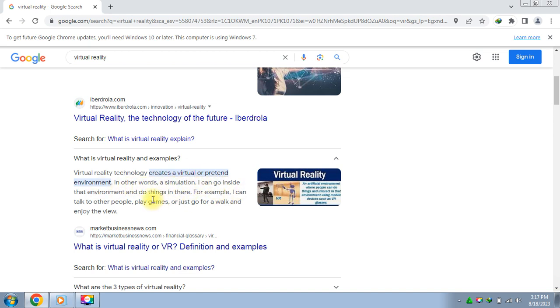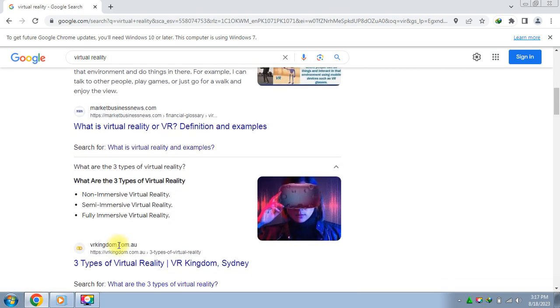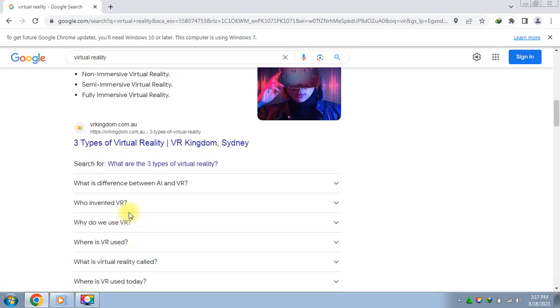Another question is, what is virtual reality and an example? Virtual reality technology creates a virtual or simulated environment. In other words, a simulation. I can go inside this environment and do things in there. For example, I can talk to other people, play games, or just go for a walk and enjoy the view.